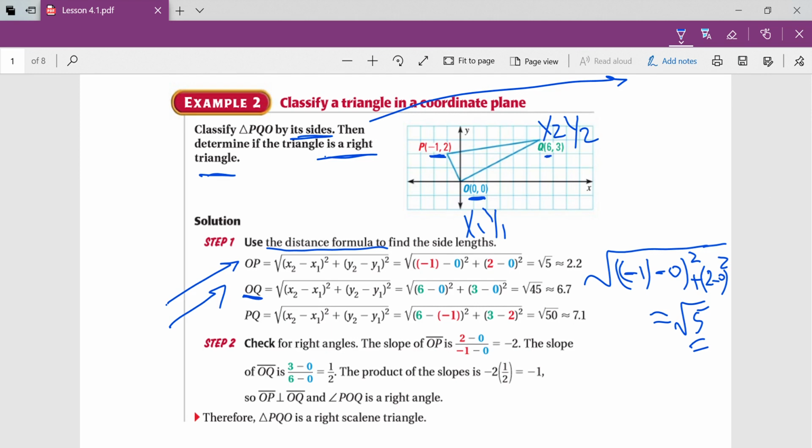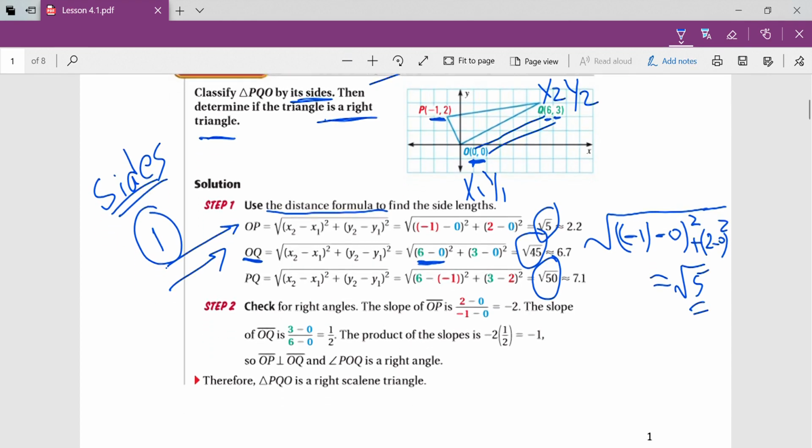The coordinate here in x is x2, which is 6, so 6 minus 0, because the other point, x1, is 0 as well. So 6 minus 0 for this point, and the other point 3 minus 0 equals radical 45, and the last side length equals radical 50. Okay, this is the first part of the question. He's asking for the sides.